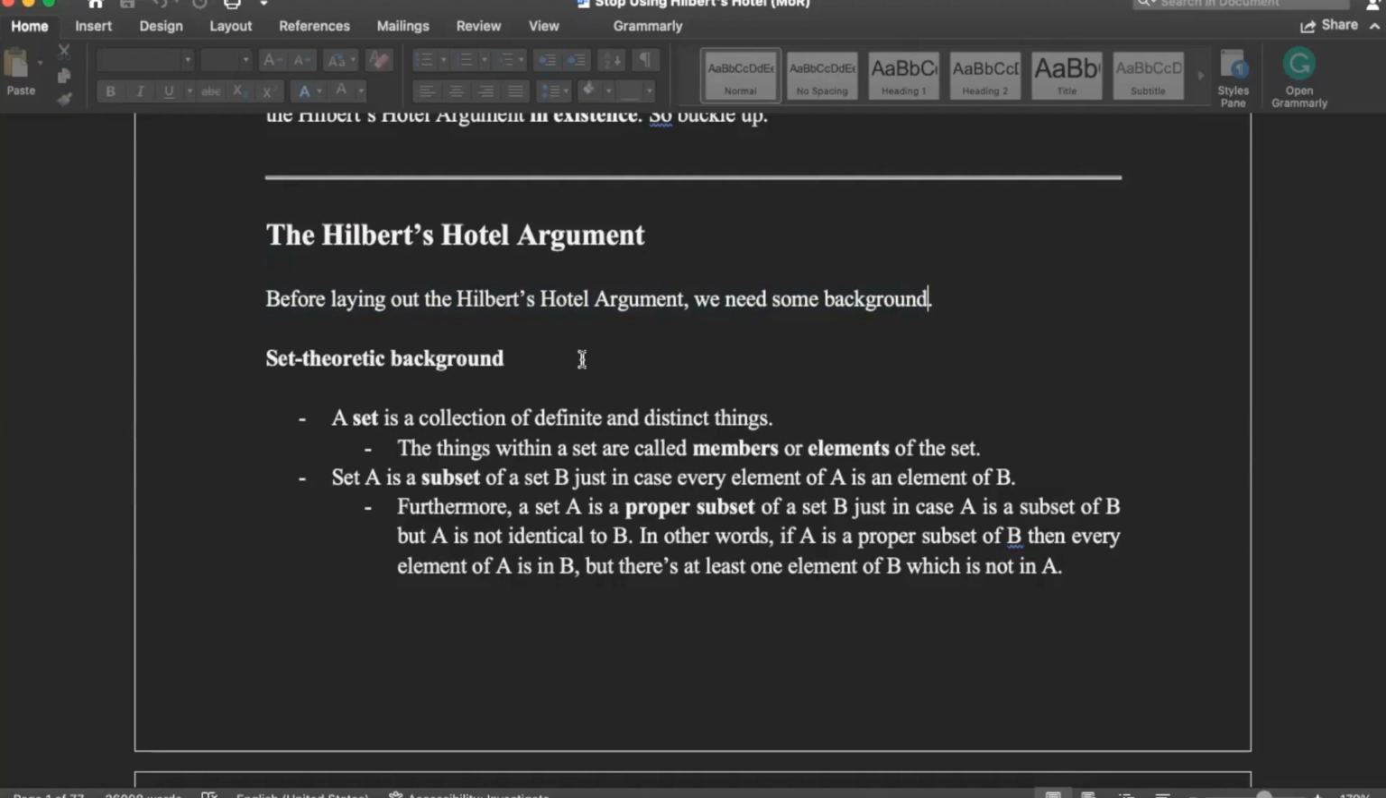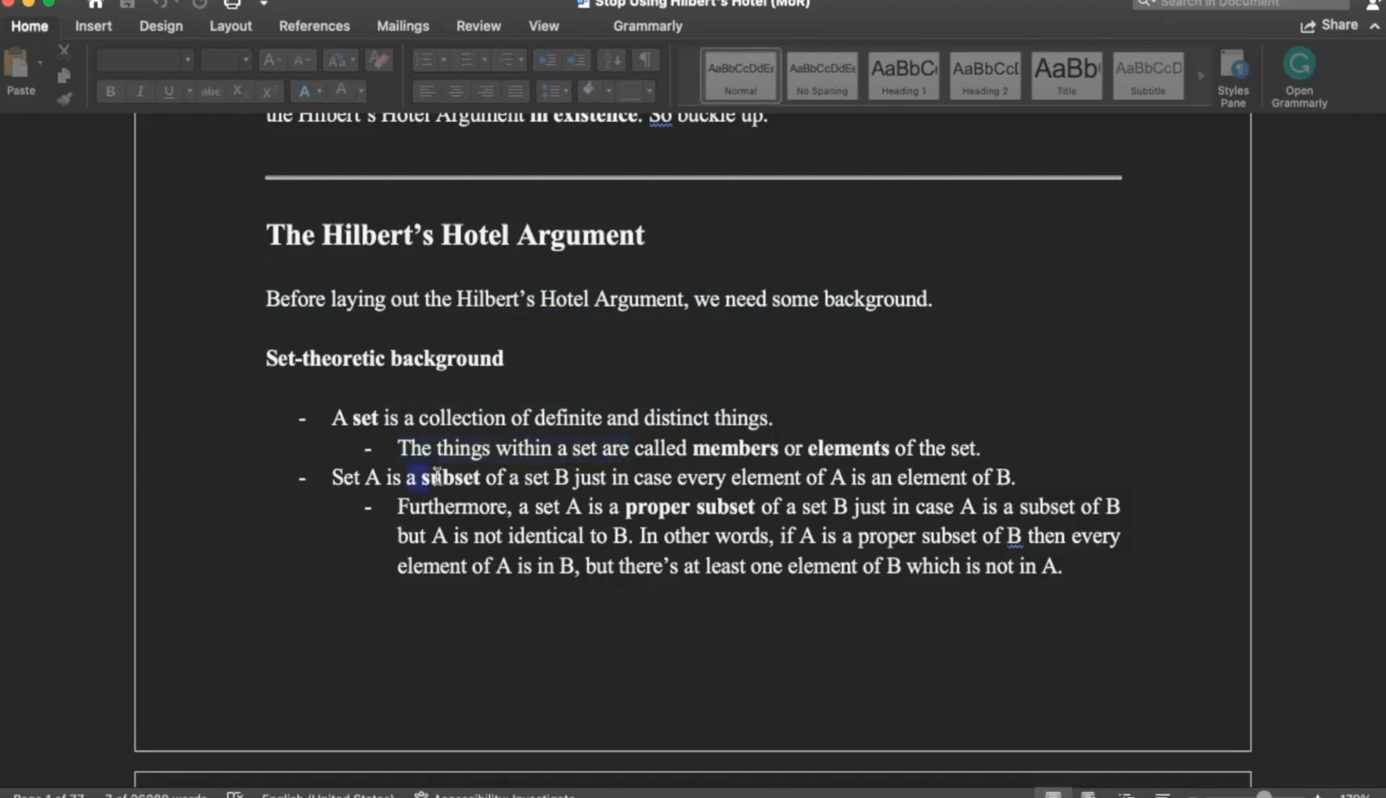So first up is some set theoretic background. So what is a set? A set is a collection of definite and distinct things. The things within a set are called the members, or the elements of the set. So for instance, you can have a set of my computer, you, my left toe, and the Eiffel Tower, right? That's a set, and it has various different members or elements that I just specified.